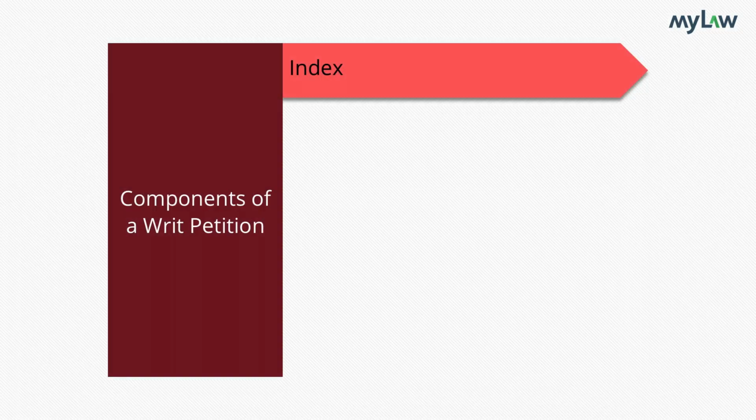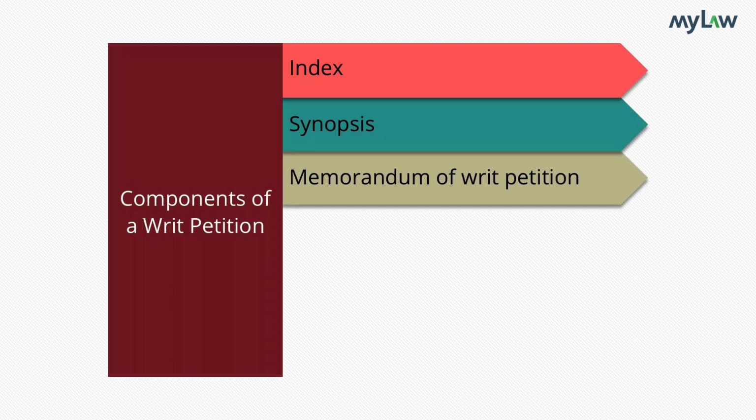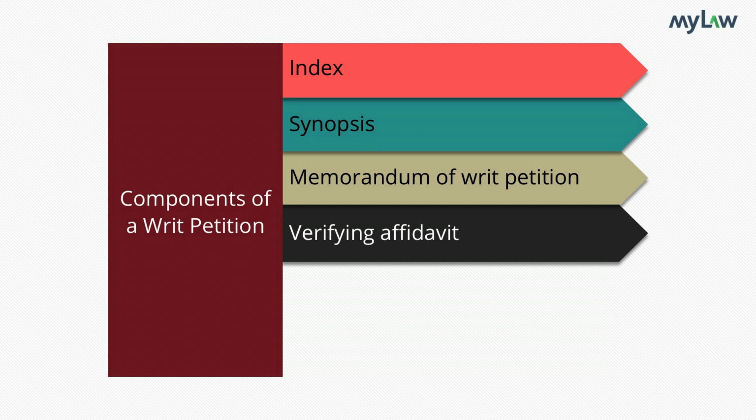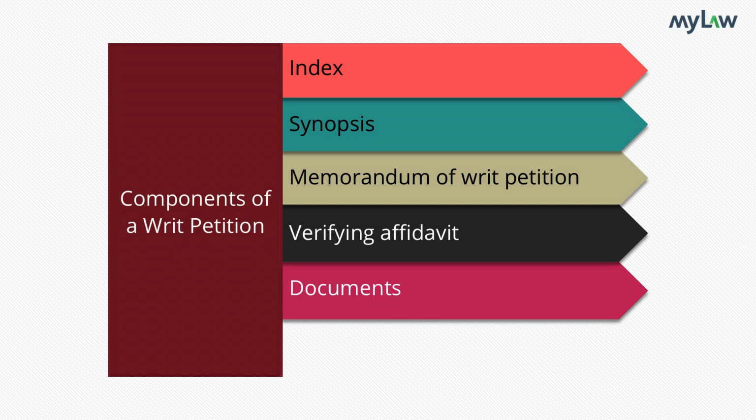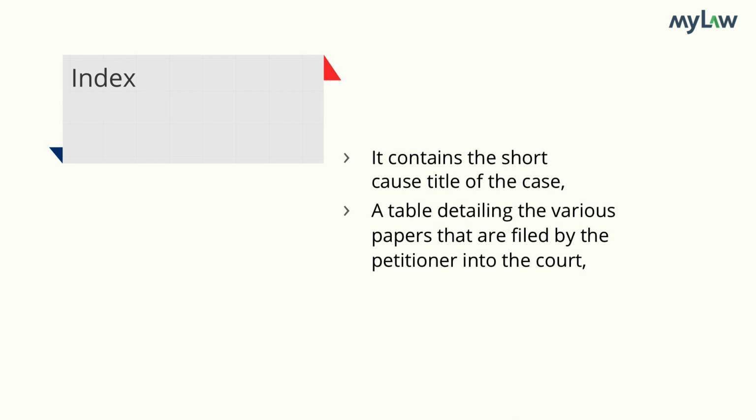While state-specific rules imply divergence in the forms of writ petitions across states, a writ petition will normally comprise the following elements: an index, a synopsis containing a list of dates and events and a brief statement of the facts; the memorandum of writ petition, a verifying affidavit; the documents accompanying the writ petition; and a wakalat. The index contains the short cause title of the case and a table detailing the various papers that are filed by the petitioner into the court.